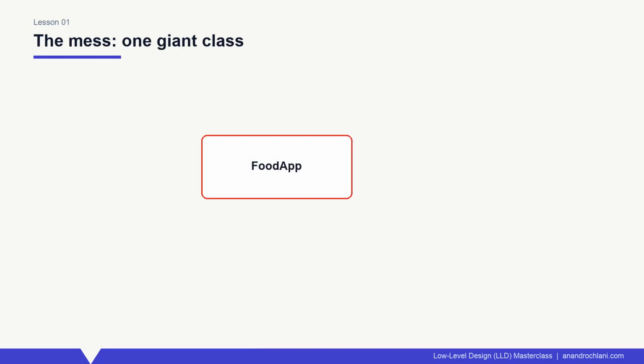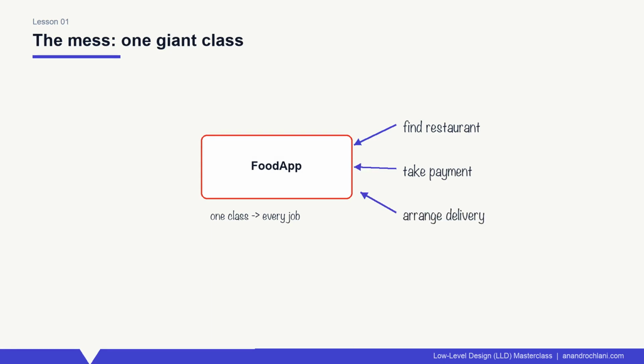Before we look at any code, let's understand how messy code is born. Imagine we build a tiny food app and we never stop to plan the design. Everything goes into one class. That single class has to find the restaurant, take the payment, and arrange the delivery, all by itself. When one class knows too much and does too much, developers give it a nickname: a God class.